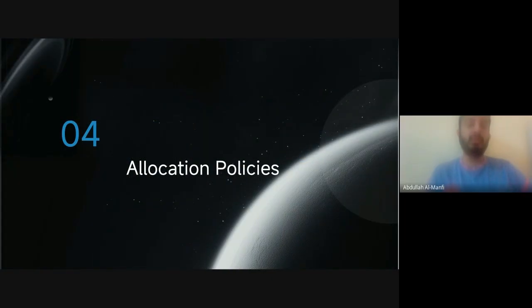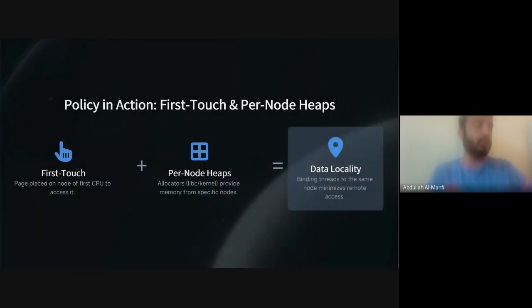Allocation policies. To address these issues, operating systems and allocators use NUMA-aware policies. First touch combined with per-node allocation allows memory to be allocated from specific NUMA nodes. When we bind threads to the same nodes that hold their data, we improve locality and reduce remote access traffic.